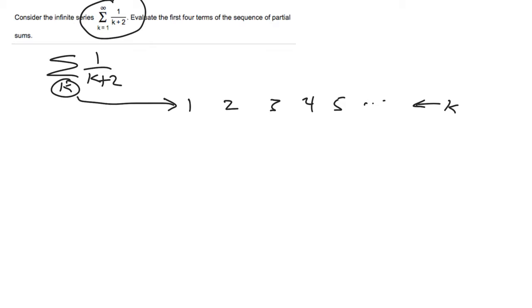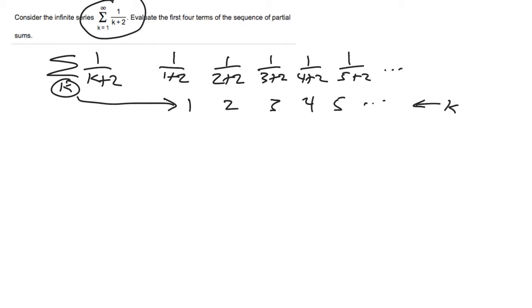For each of those values of k, I can plug that value of k into this formula. So when k equals 1, I'll have 1 over 1 plus 2. So the 1 here is being plugged in for k in this expression. When k is 2, now the 2 is going to be plugged in for k. So when k is 2, I'll have 1 over 2 plus 2. When k is 3, I'll have 1 over 3 plus 2. When k is 4, I'll have 1 over 4 plus 2. When k is 5, I'll have 1 over 5 plus 2, and so on.